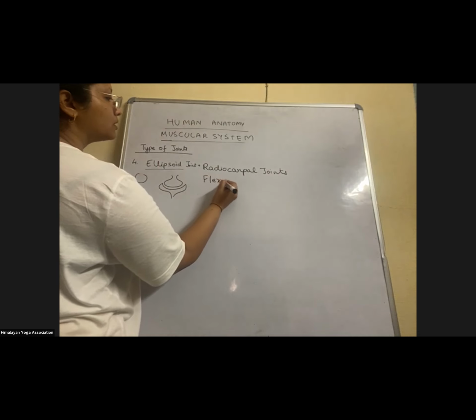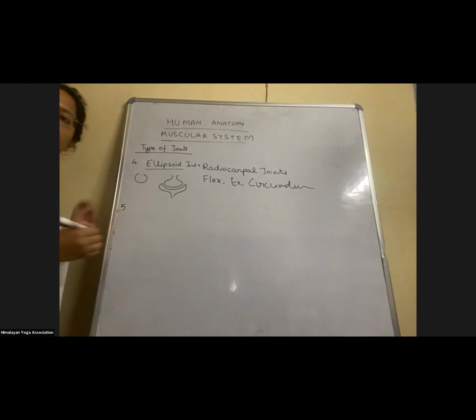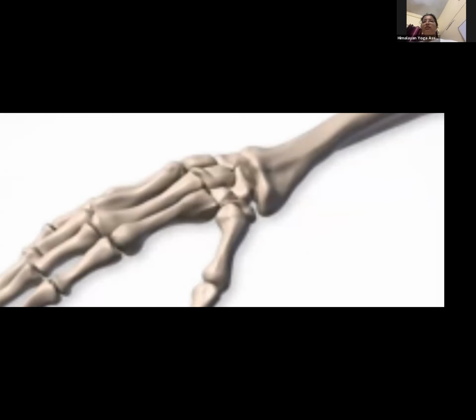So here we have flexion, extension, circumduction. Okay, so next is saddle. I'll show you a picture so that it's more clear to you. Please look here closely. This here is the radius, and this here are the carpals, and where they are joining, this is called the radiocarpal joint.